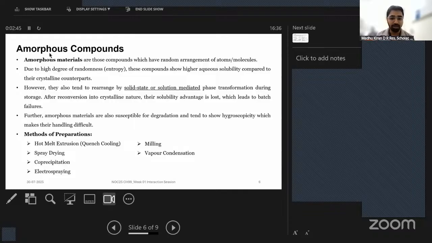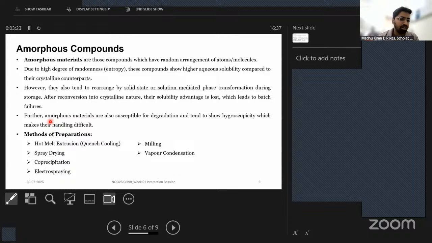These amorphous materials are also susceptible to degradation, because they have very high energy. High energy basically relates to reactivity. So they have very high reactivity, and they tend to degrade faster compared to their crystalline counterparts. They also show a little bit of hygroscopic behavior. They tend to take up moisture from the environment during storage. This makes their handling difficult, and then we need to bring in some engineering controls to basically stabilize these compounds.